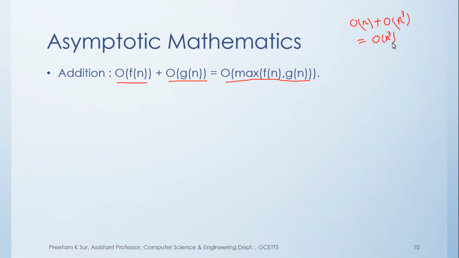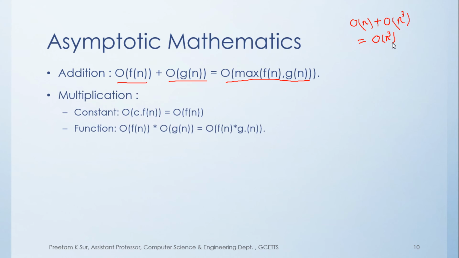Okay, so this is the addition rule. Next, we will have the multiplication rule. It is telling us that if a function is multiplied by a constant, the asymptotic notation is not going to change. Suppose we have a function f which is defined as n plus 1. Okay, this is one function.